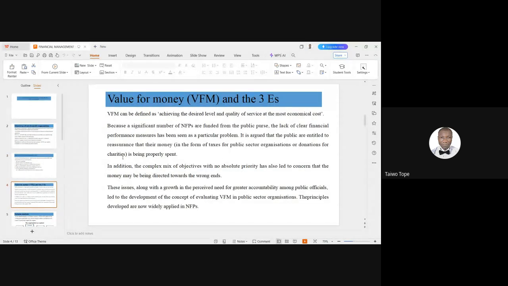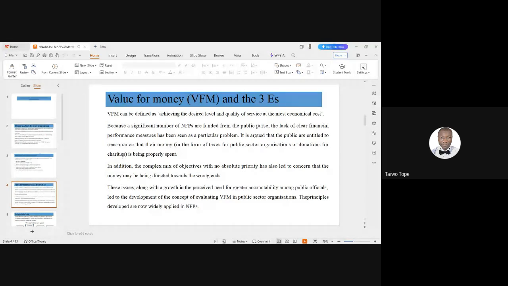Value for money refers to the optimal use of resources to achieve the best possible outcomes. So in financial management, it means getting the best results at the lowest cost without compromising on quality, without any dilution on the quality that is being expected. So that is value for money.